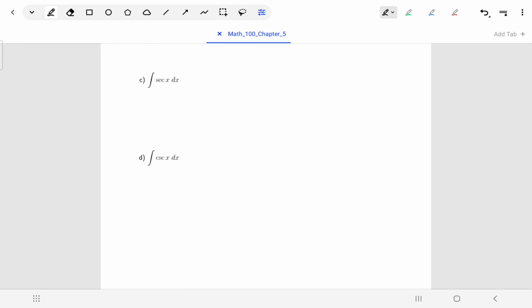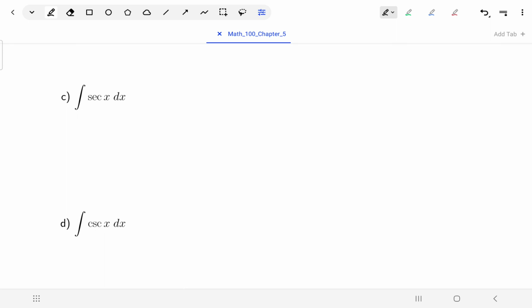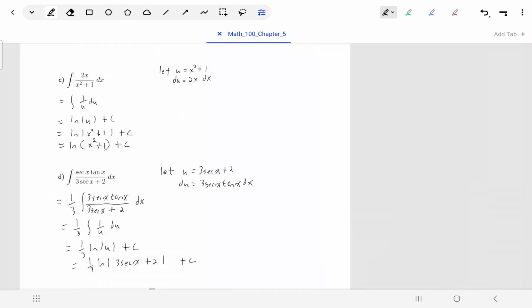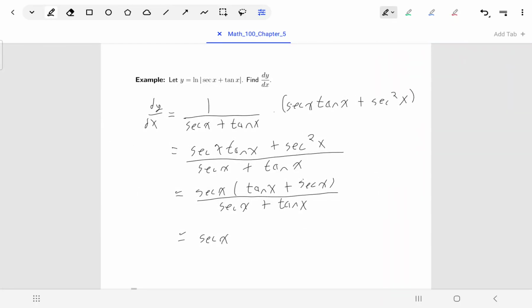Okay, secant and cosecant, these ones are a little trickier and less obvious. Secant, in a way, we're sort of in luck because we did look at it earlier, except when we looked at it earlier, we were looking at it as a derivative. We had a function natural log of secant plus tangent, absolute valued, and we found the derivative of that was just secant. So we actually kind of already know the answer to this.